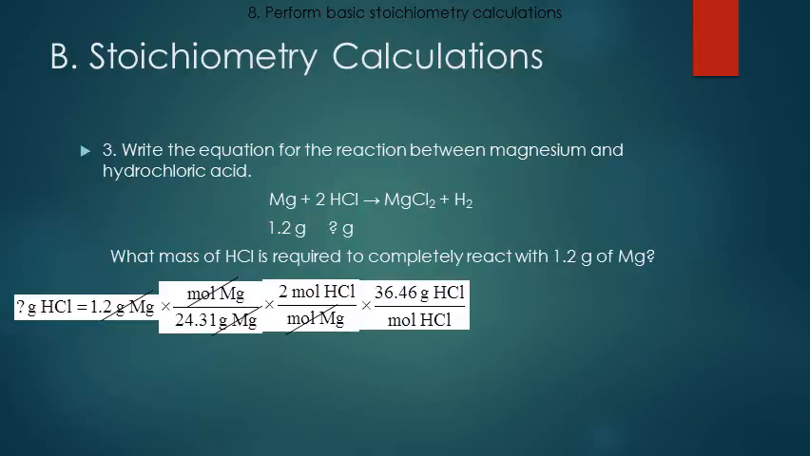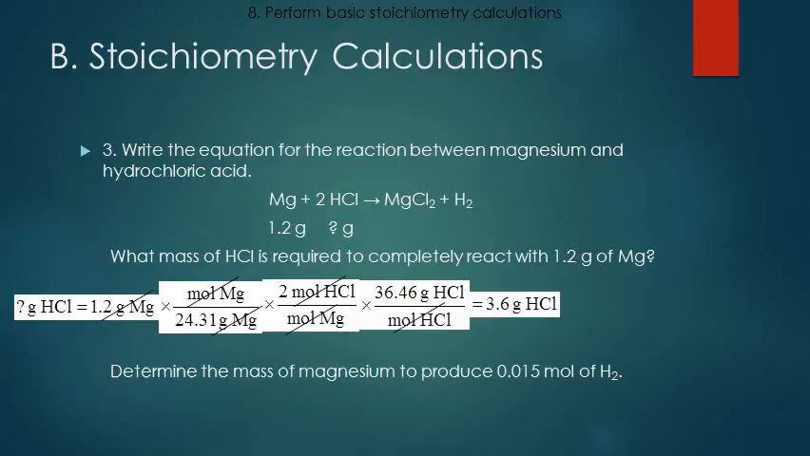Alright, now that we're in moles of hydrochloric acid, we can convert into a mass of hydrochloric acid. So the molar mass of that is 36.46 grams. Your moles of HCl cancel, and this will give you an answer of 3.6 grams of hydrochloric acid.